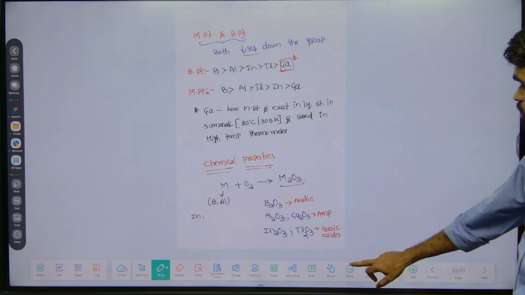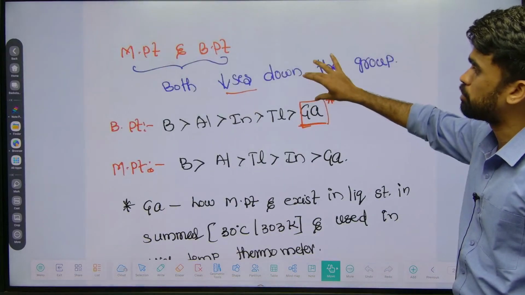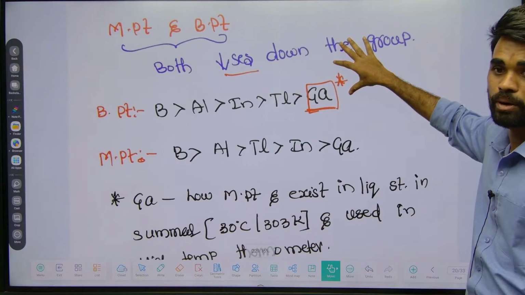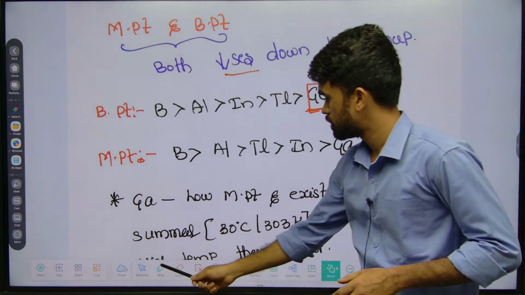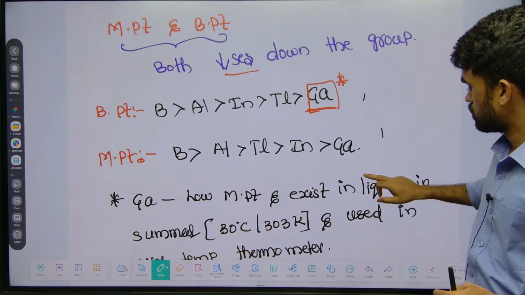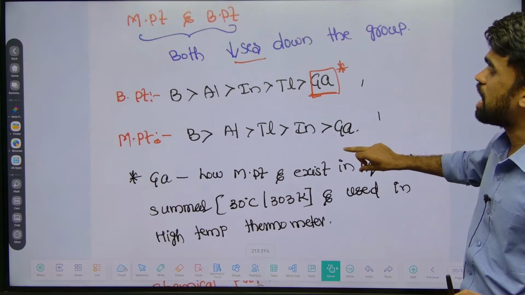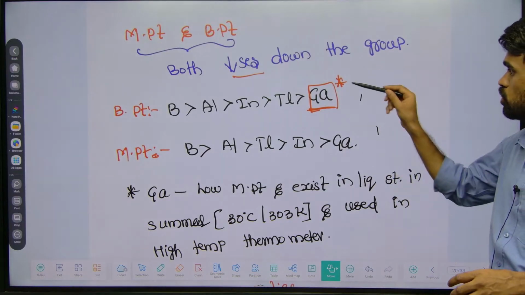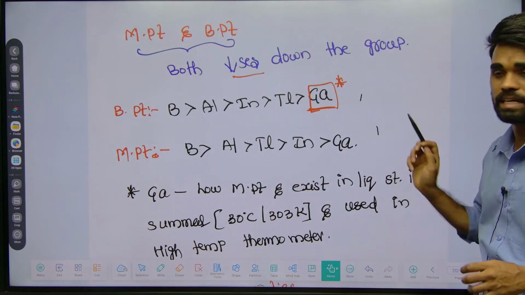Okay. Next one, melting points and boiling points. Both decrease down the group. Both melting and boiling points decrease down the group. So which has the lowest melting point if you observe? Gallium. Both melting point and boiling point are lowest for gallium.